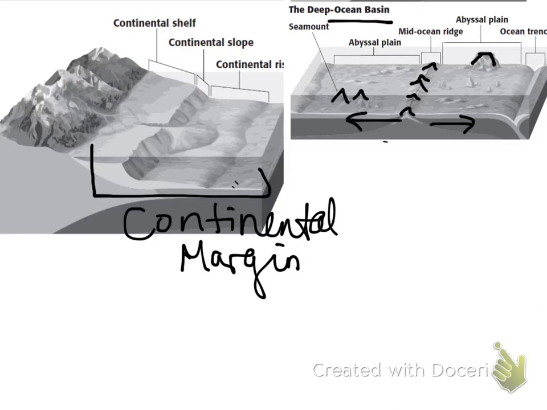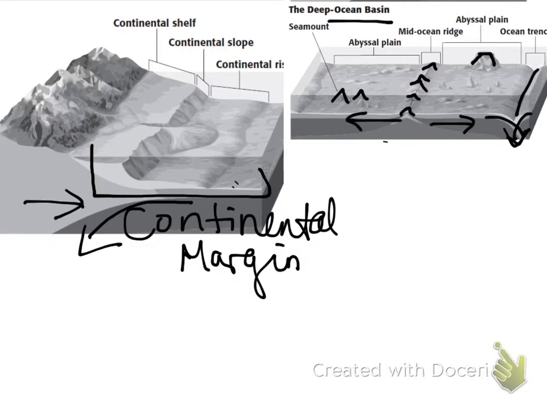You have ocean trenches, which is where subduction is happening. You have two plates subducting down. Or a deep ocean trench is going to be where the continental crust and the oceanic crust meet, and you have a subduction zone. That'll form a deep ocean trench as well. But your two big things for the test are to know the continental margin and the deep ocean basin.